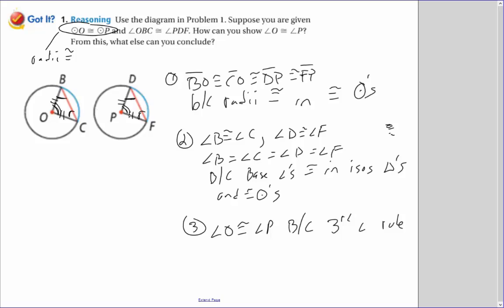You could also say that because of angle-side, I have congruent triangles by angle-side, therefore I have corresponding parts of congruent triangles are congruent.